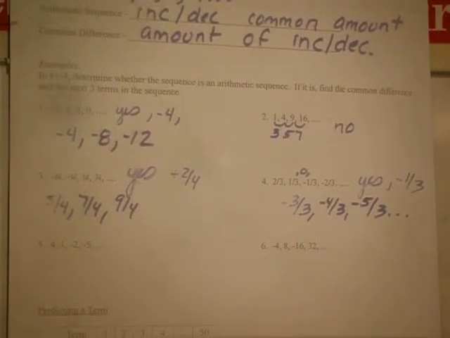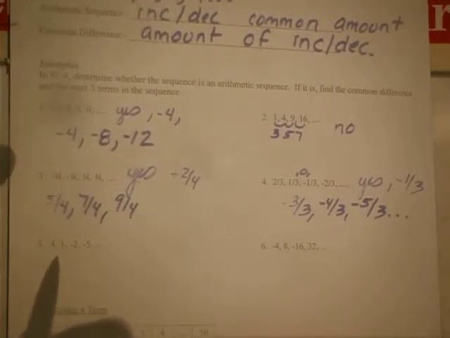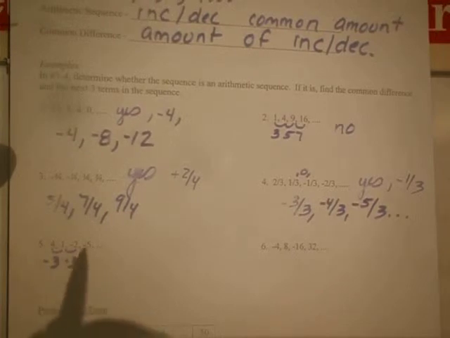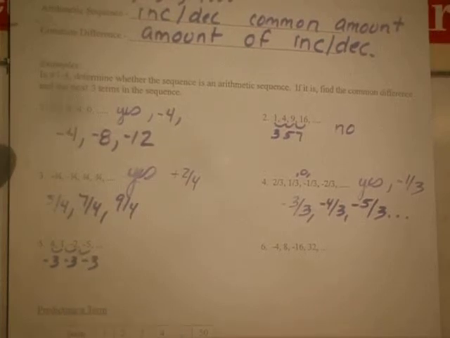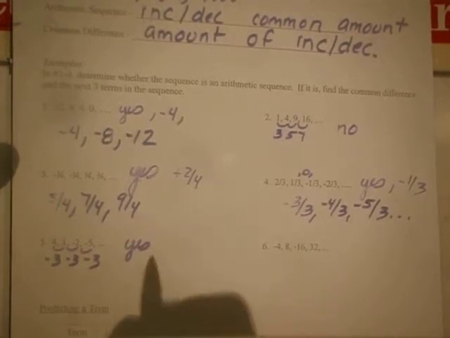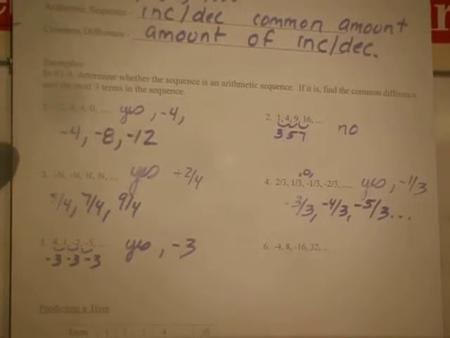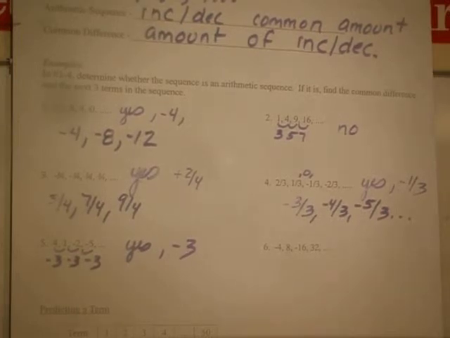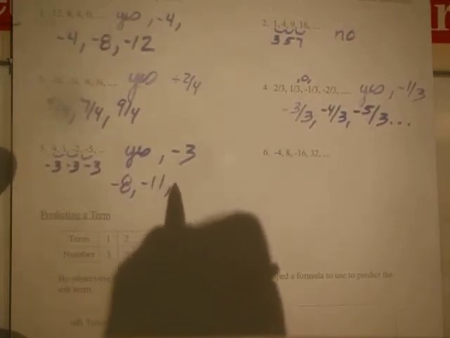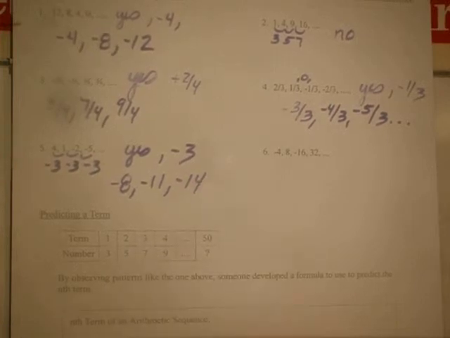Number 5, from 4 to 1, we are going down by 3. 1 to negative 2, a decrease by 3. And negative 2 to negative 5, it is a decrease of 3. So yes, that is an arithmetic sequence. Our change is negative 3. And the next 3 numbers in this sequence would be negative 8, negative 11, and negative 14.